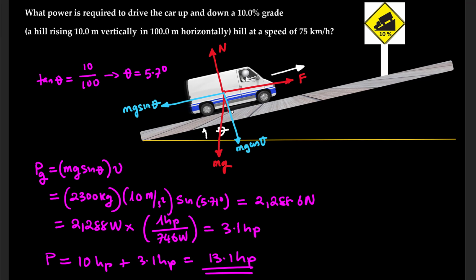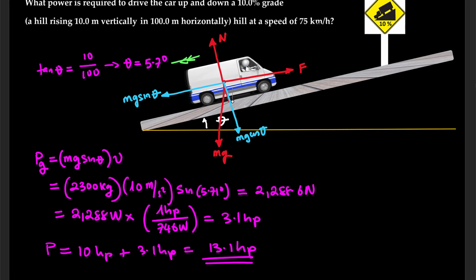Now, what about downhill? To drive the car downhill, the mathematics is going to be a little different because the car is moving downhill. The free body diagram is just the same. The only difference in this case is that the object is moving downhill. And if the object is moving downhill, instead of gravity doing negative work, gravity will do positive work, which means that the power required to drive the car downhill is the power required to drive the car on a horizontal surface minus the power contribution from the force of gravity.